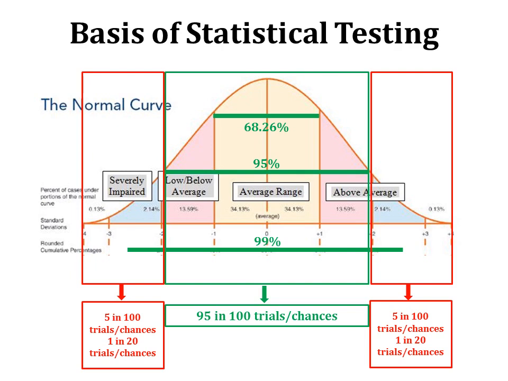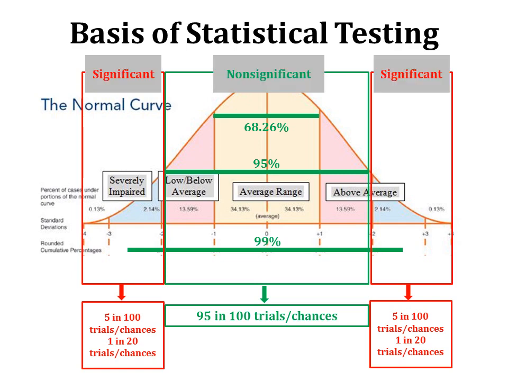So any value which occurs within this green area is said to be non-significant, because that probability is greater than 0.05, the probability is 0.95. So anything happening within this green area is non-significant. But anything happening outside of the green area, in the red areas, is considered to be significant. And why is that considered to be significant? Because their probability is low. Their probability is less than 0.05.